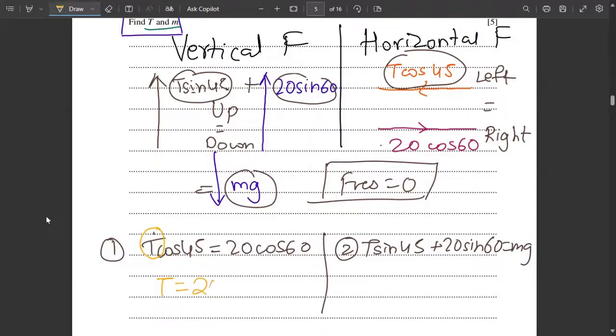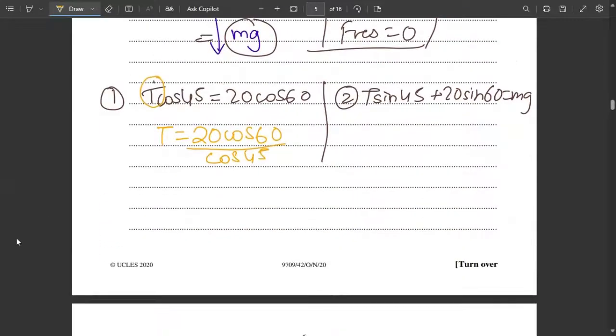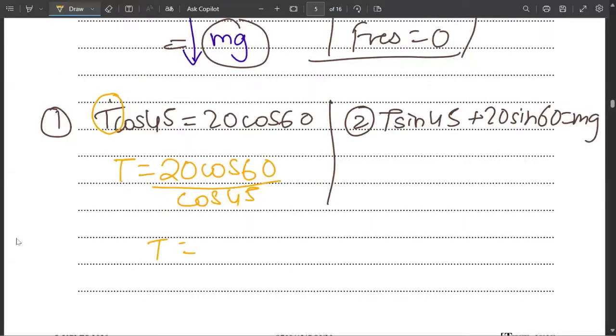So T will be equal to 20 cos 60 upon cos 45. If I put this in the calculator, the value for T I'll get is, yeah, the value is 10 root 2, which is 14.1 Newton.